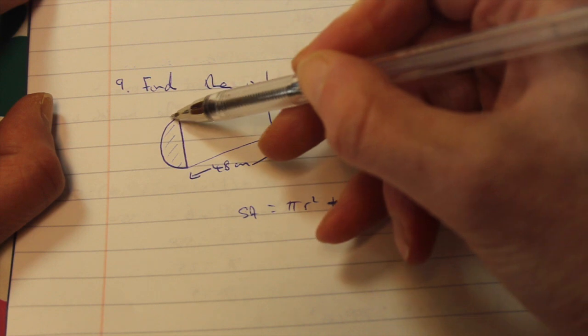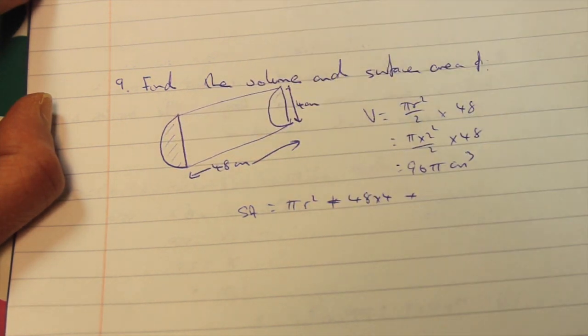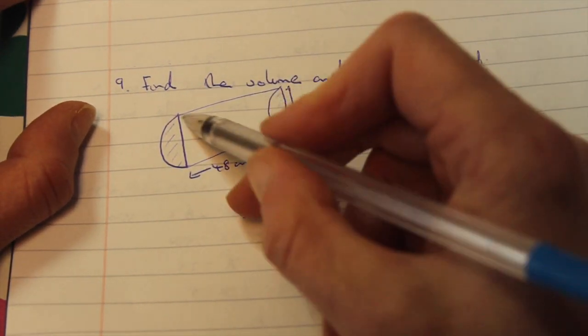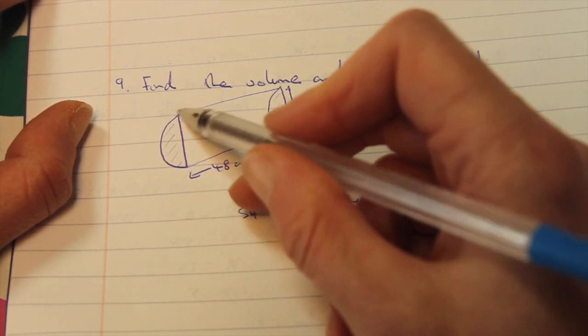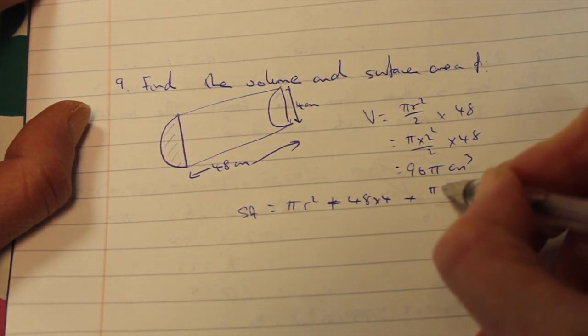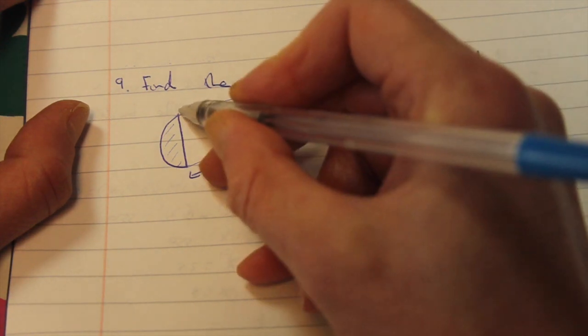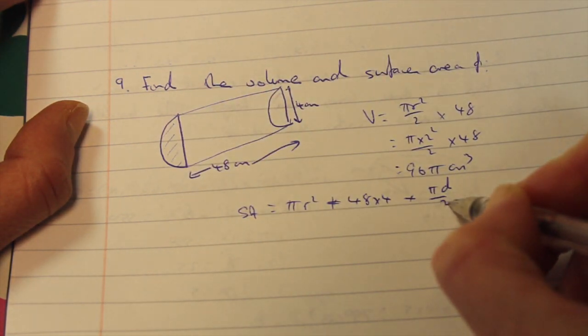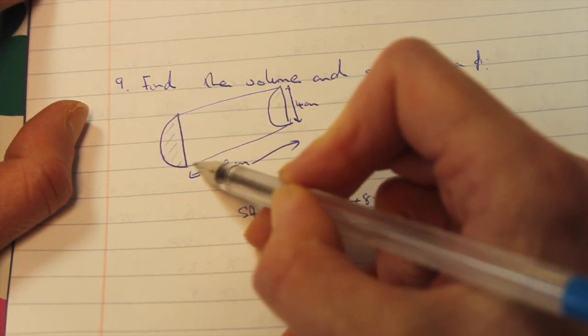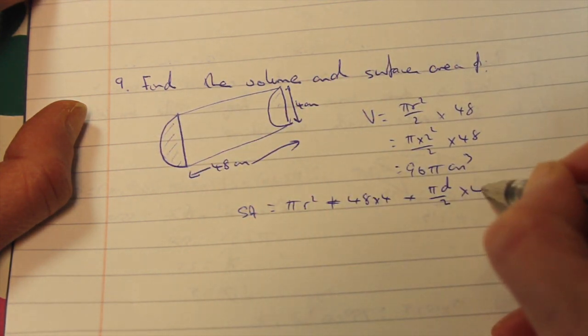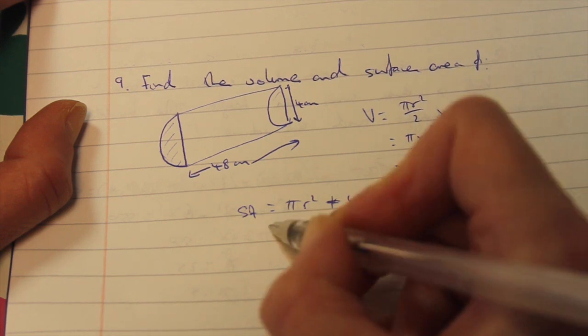Now you've got to think about the curved bit. The curved bit is going to be a rectangle when you open it up. The length of the rectangle is going to be that circumference, which is pi times d for circumference. You've only got half a circle, so you'll divide it by 2. So that's going to be the length of your rectangle, and it goes back 48. So times it by 48.